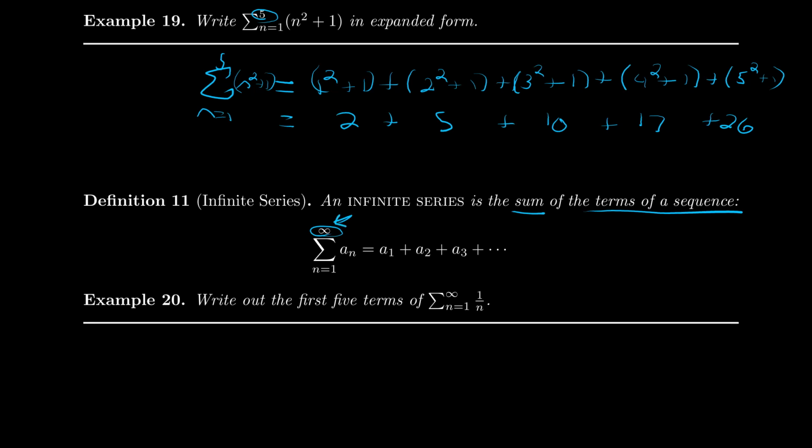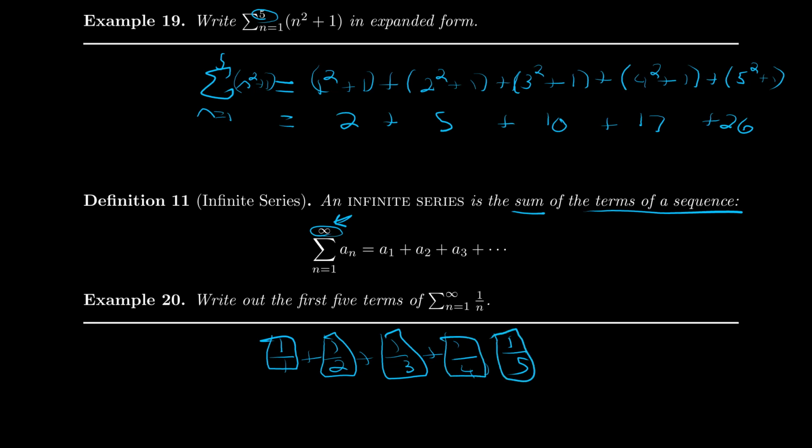Of course, the first 5 terms of that are just going to look like 1 over 1 plus 1 over 2 plus 1 over 3 plus 1 over 4 and 1 over 5. Those are the first 5 terms. Specifically, the first 5 terms are the terms in the sequence: 1, a half, a third, a fourth, and a fifth. That's it. But yes, you just add them together. That's it. You just add them together.